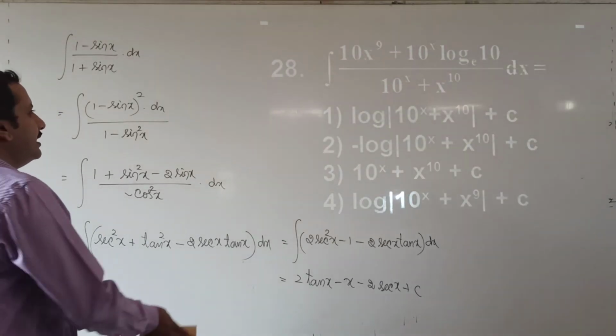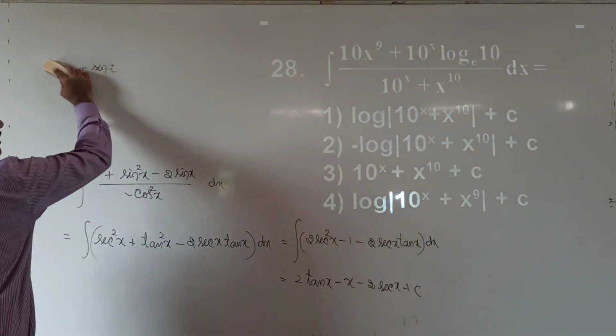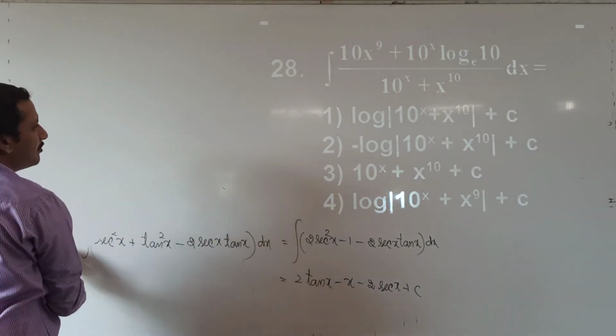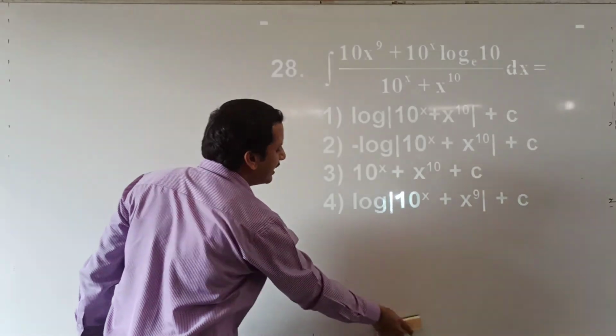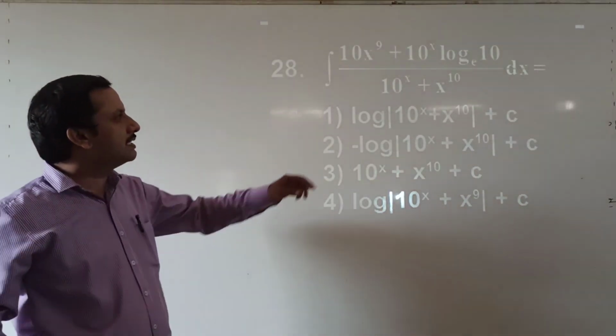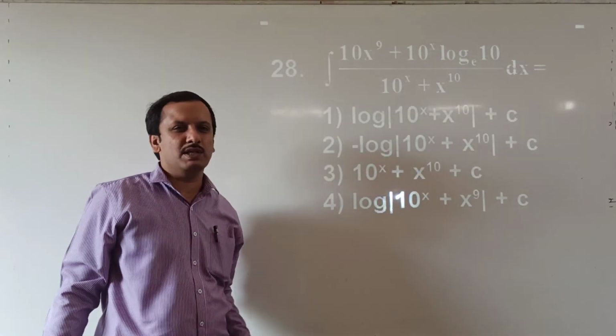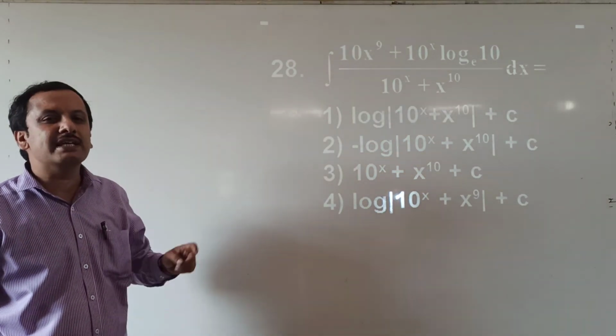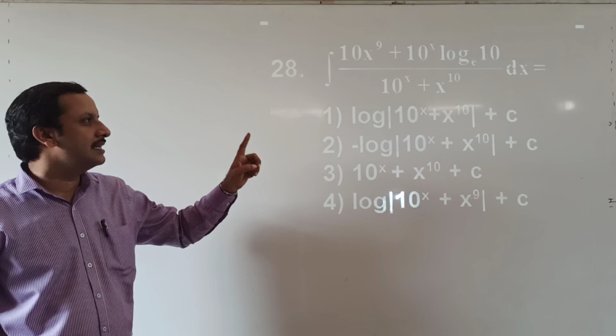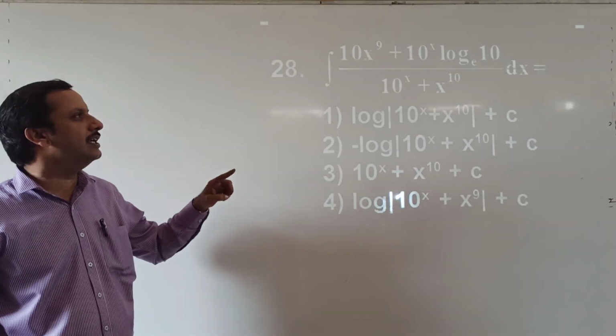Okay. 28th question. Integral of (10 into x power 9 plus 10 power x into log 10) divided by (10 power x plus x power 10). Observe carefully. This is of the form f dash of x by f of x. If I differentiate this denominator, derivative of 10 power x is 10 power x into log 10, plus the derivative of x power 10 is 10 into x power 9.